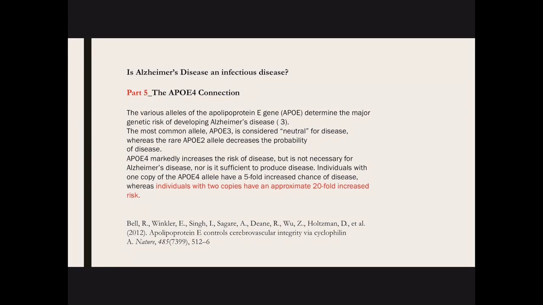The ApoE4 allele is quite common in the population, and if you are unlucky enough to have one allele, you have a 5-fold increased risk of Alzheimer's disease, and if you have both alleles and you're homozygous for the ApoE4 gene, you have a 20-fold increase for Alzheimer's disease. What is the mechanism and how does it relate to what I have told you before?